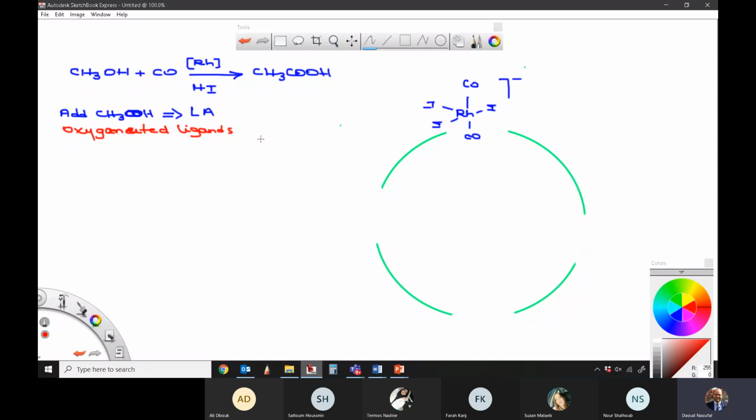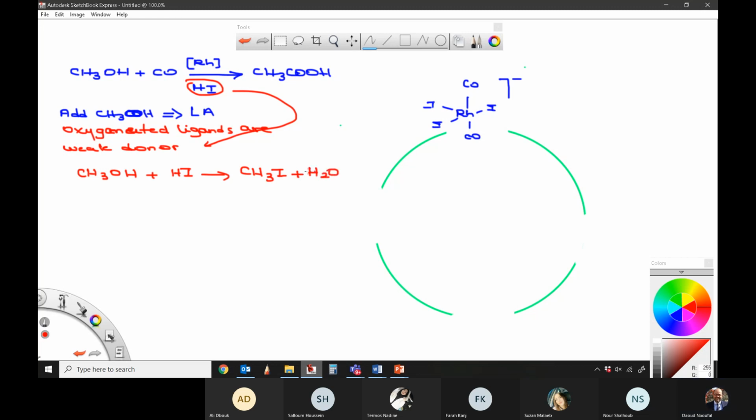I am analyzing the strategy to find the catalytic cycle. So the oxygenated ligands are weak donors. We studied this in chapter 2, so they could not be added easily. For this reason, we add HI. Why? Since CH3OH plus HI gives CH3I plus H2O.